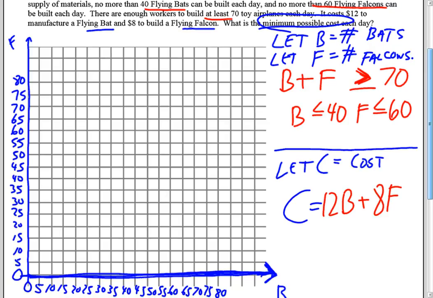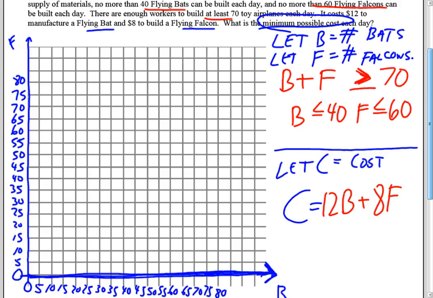So go ahead. Graph B plus F greater than or equal to 70. Graph B less than or equal to 40. How do you graph things that only have one variable? What kinds of lines? Vertical, horizontal. But remember that this one is saying greater than. So where are you going to shade? Above. Where are you going to shade if it's below 40?